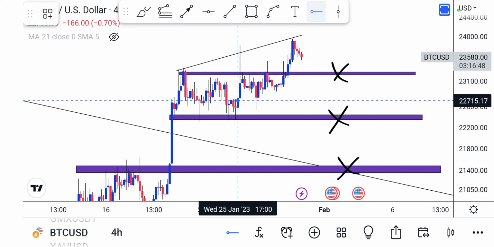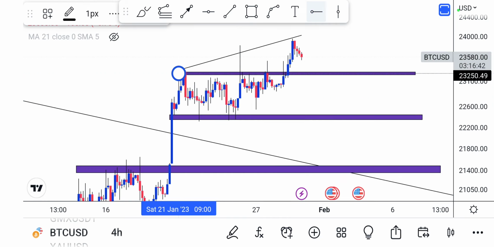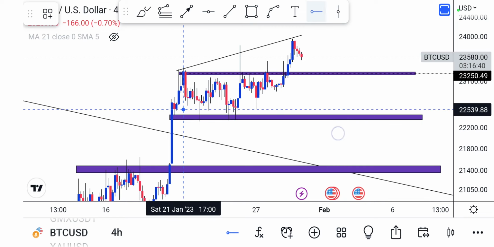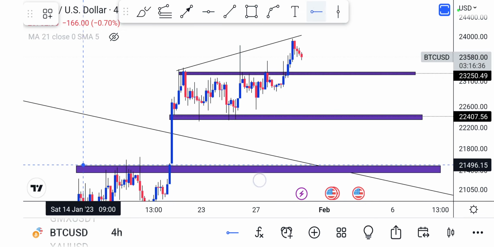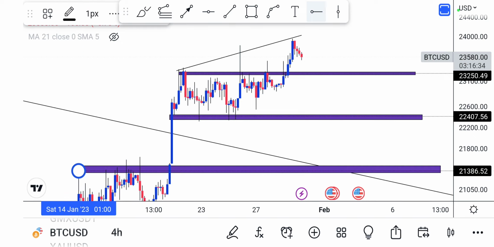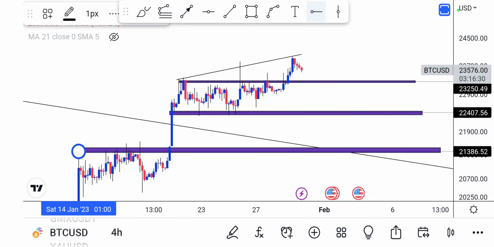So what are the prices on those levels? I think we have 23,250, we have 22,407, and we have 21,386. So we should pay close attention to these three levels. Very, very important.